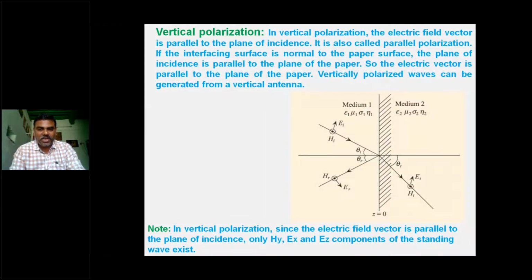Similarly, vertical polarization means it is parallel. That means the corresponding electric field is parallel to the boundary, or we can say it is perpendicular to the plane of incidence.